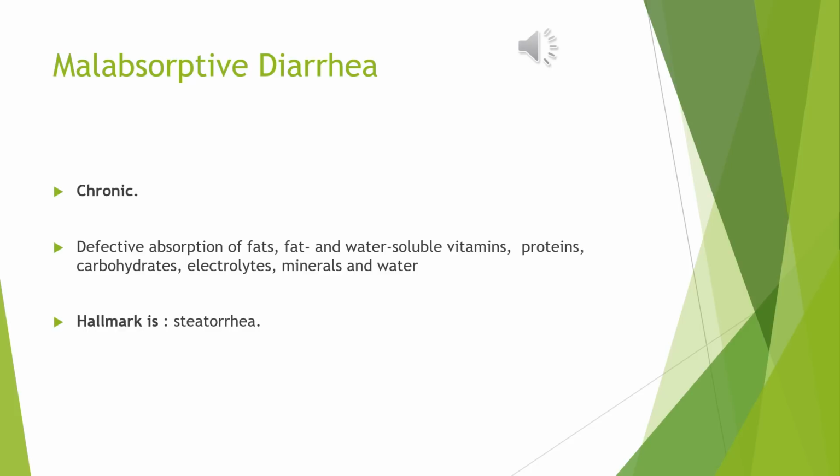The hallmark of malabsorptive diarrhea is called steatorrhea. Steatorrhea is the greasy, fatty, bulky, yellow-colored or clay-colored stools that is typical for malabsorption. The malabsorbed nutrients or materials are all accumulated in the stool, and they give the stool this greasy, fatty, yellow discoloration. So it is called steatorrhea, and it is the hallmark of malabsorptive diarrhea.